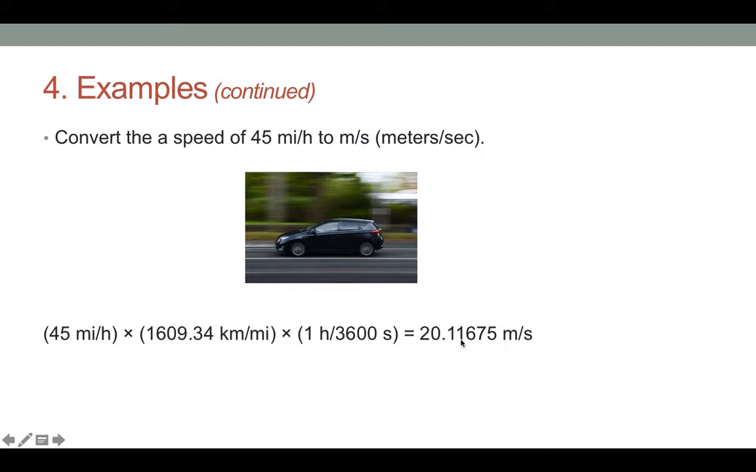However, again, we do not know the speed out to this many decimal places. There are only 2 digits in 45. There should be only 2 digits when you cite the speed in meters per second. Converting a value from one unit to another does not make it any more precise. So the correct speed should be 20 meters per second. And that's our brief review of significant figures and units.